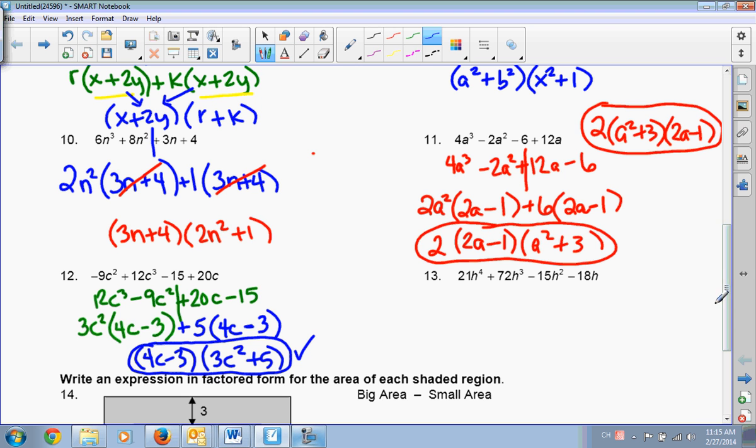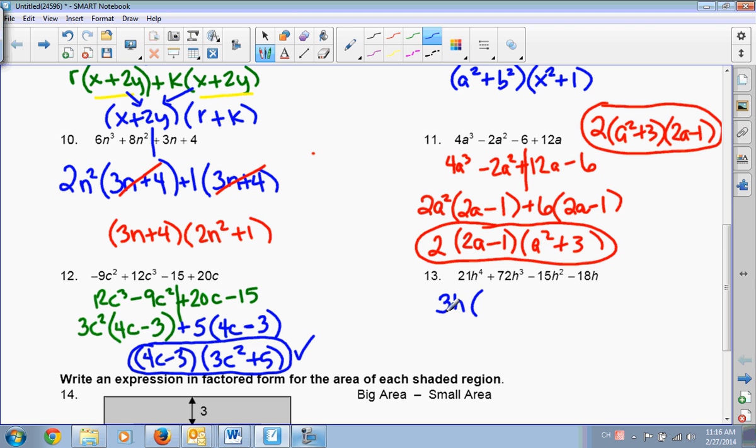Okay, last one. Do we need to rewrite it? No. Okay, ask yourself, do they all have something in common? Yes. What do they have in common? A 3 and an h. They're all divisible by 3. 21, 72, 15, and 18 are all divisible by 3. So let's go ahead and pull that out on the front end. And we have to pull out the h. h cubed. They don't all have h cubed in common. They only have 1 h, so we can only pull out 1.